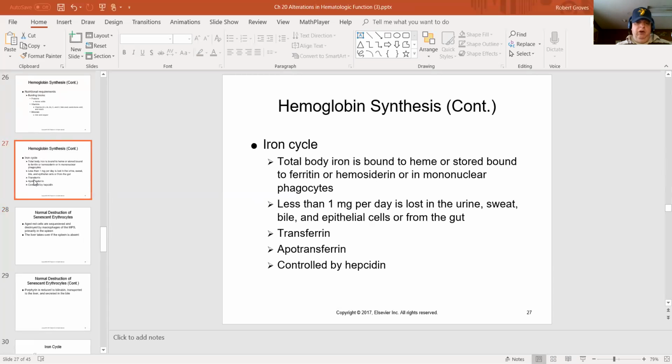Apoferritin, which is ferritin without any attached iron, can store thousands of atoms of iron waiting to be released. Hemosiderin are large iron storage complexes, so just think of them as warehouses for iron, hemosiderin.